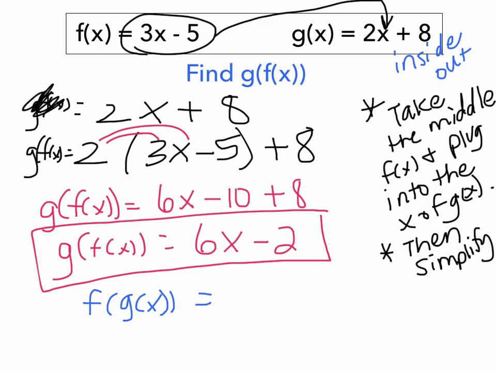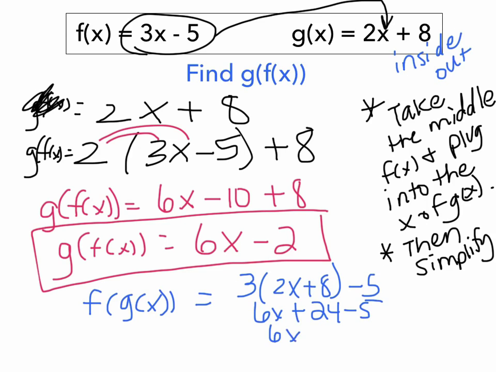All right, so plugging in 2x plus 8. The f function was 3x minus 5. I plugged the g, because g is in the middle, into this x right here. So there's 2x plus 8 minus 5. And then you just simplify, and you should end up with a final answer of 6x plus 19.